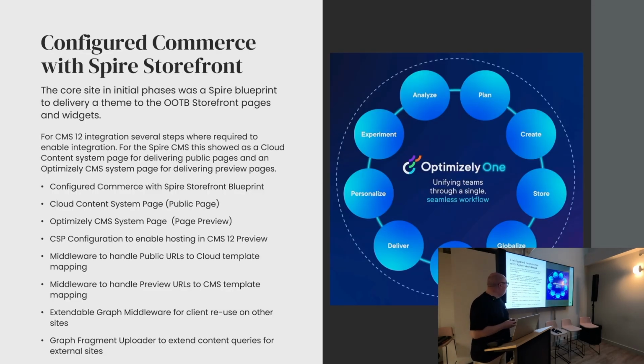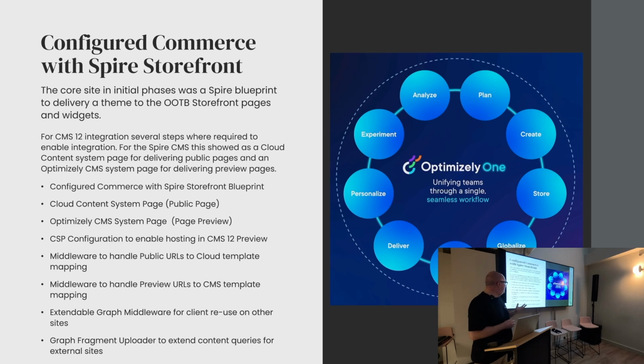Okay. On the configured commerce side, there was significantly more configuration needed to pull the content in. So we had configured commerce with the Spire storefront blueprints. That was the behavior we did for earlier phases of the project to deliver the actual storefront to them. We created a cloud content system page. That was my page template, which was going to take the URLs and deliver normal public content pages to people.